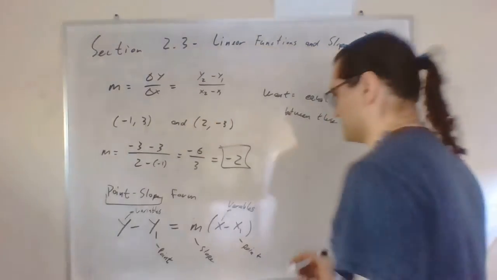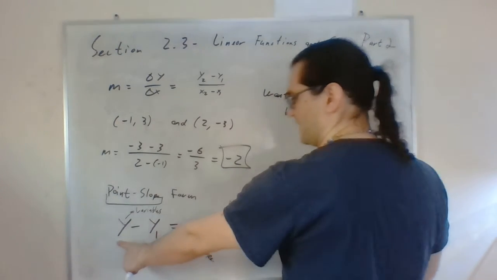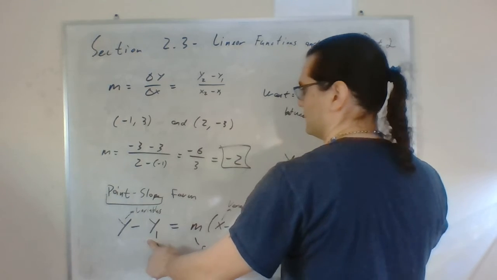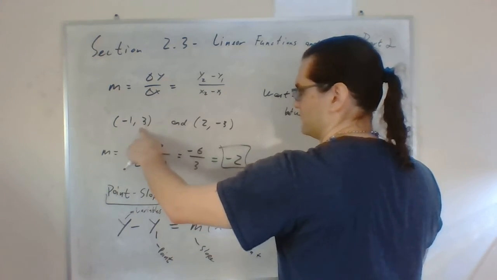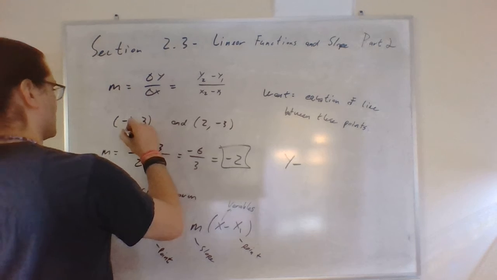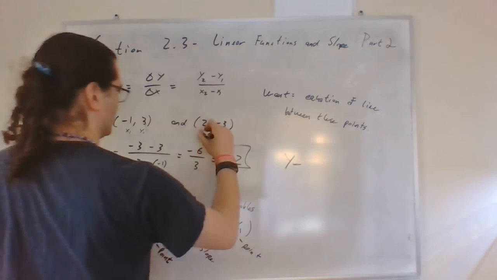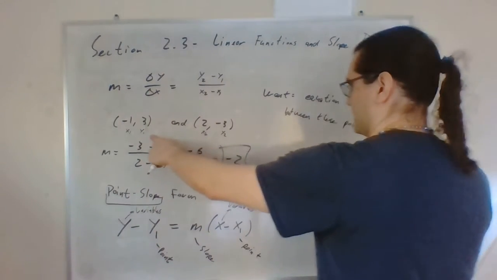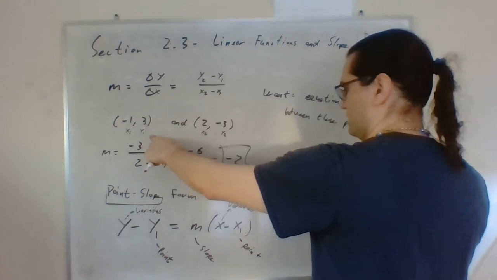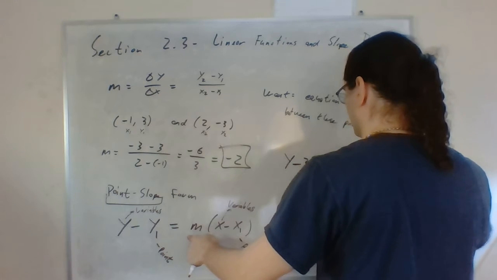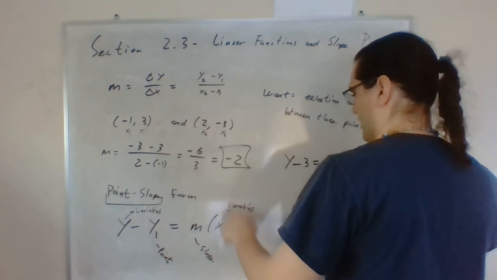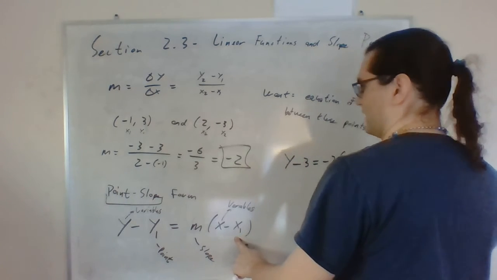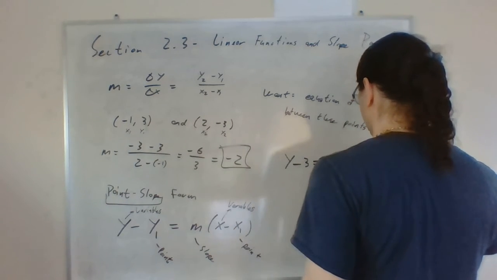So let's see what this looks like. This one is a variable, stays a variable. That's going to be y. y1, we said, let's use this one. When we did our slope calculation, this was x1, y1, this was x2, y2. So let's keep this as y1 and say that this is going to be y minus 3 equals m, which is -2, times x, which stays a variable, still x. x1 is going to be -1, so minus -1.